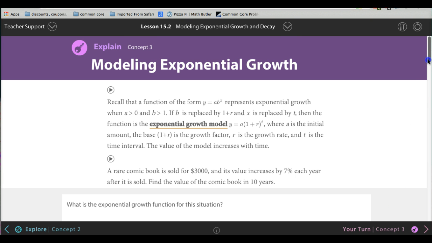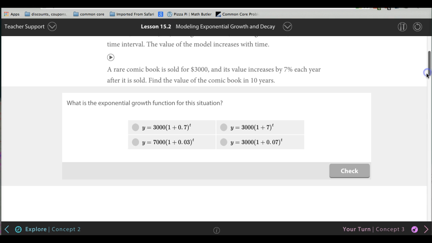but let me just go ahead and take a look at this right here. So we already know. Let's take a look at this question. A rare comic book is sold for $3,000 and its value increases by 7% each year. So find the value of the comic book in 10 years.